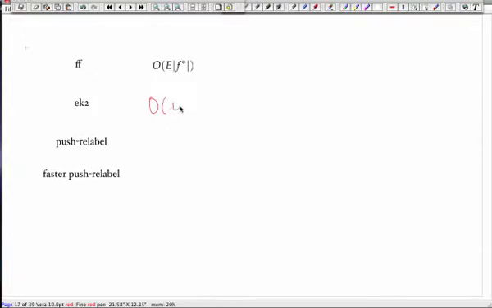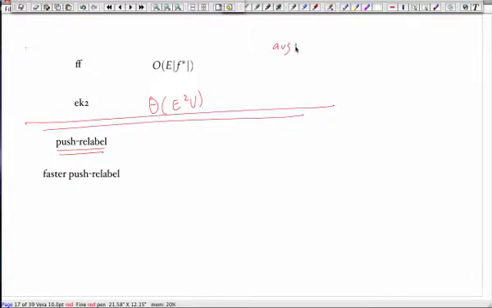So what did I want to say here? These are all the augmenting path mechanisms, and there are more modern techniques, the push-relabel techniques. You can actually show that, where this one is E squared V, you can get E V squared, which is slightly better. And if you're even more clever, you can reduce this to a V cubed algorithm.